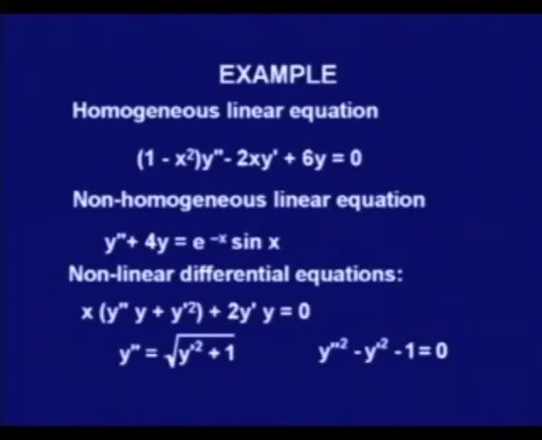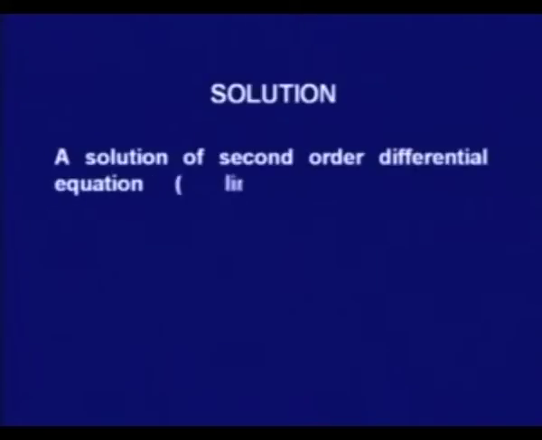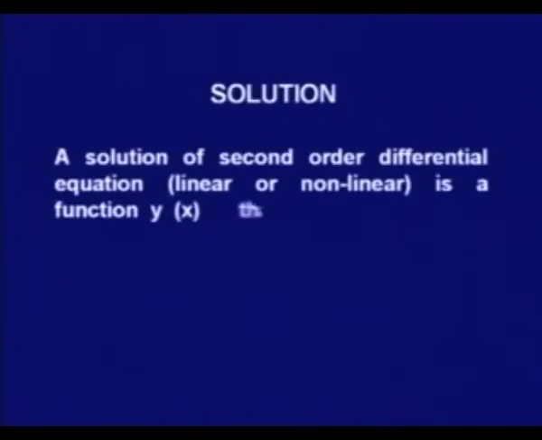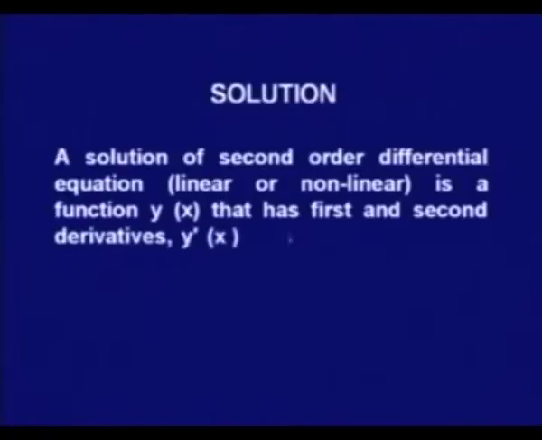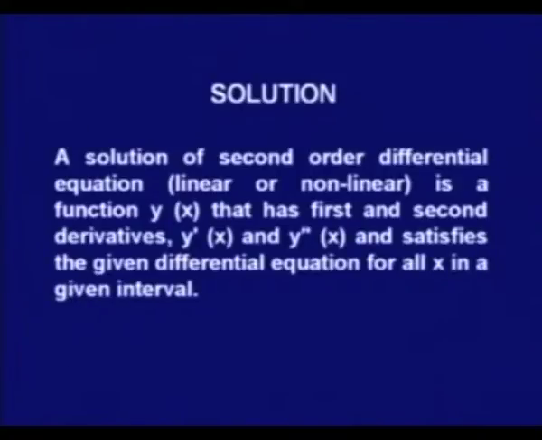Now, we will first learn about the homogeneous linear equations. So, let us first revisit some of the definitions which we already did in the first order, and in general we will revisit them in terms of homogeneous linear differential equations of second order. First, the definition of a solution. A solution of a second order differential equation is a function y x that has first and second derivatives y dash x and y double dash x and satisfies the given differential equation for all x in a given interval. That function we will call a solution.